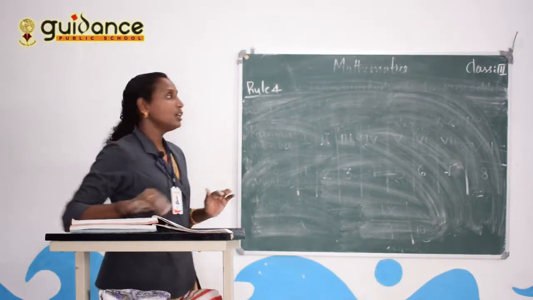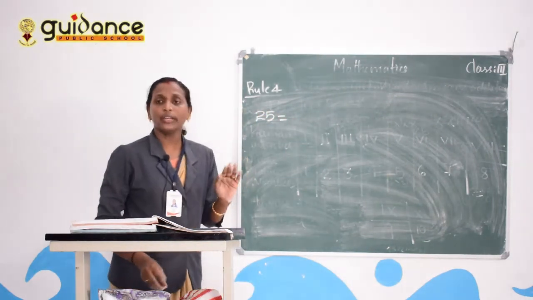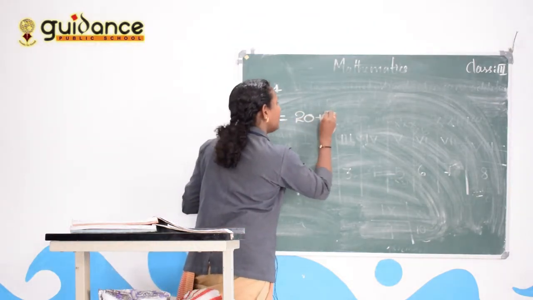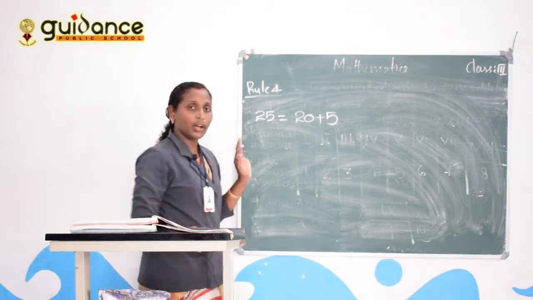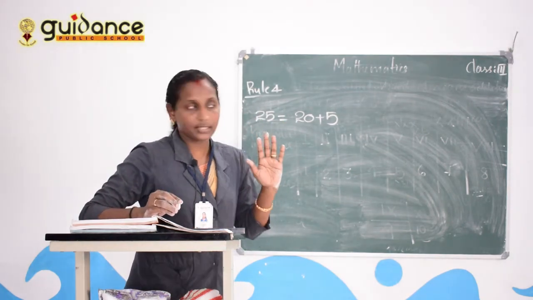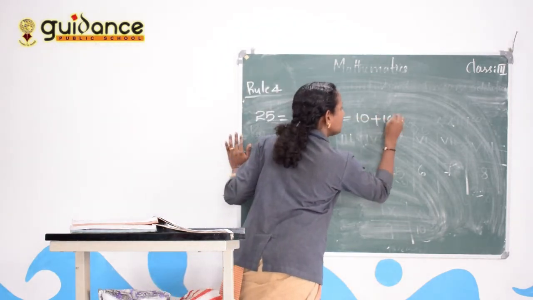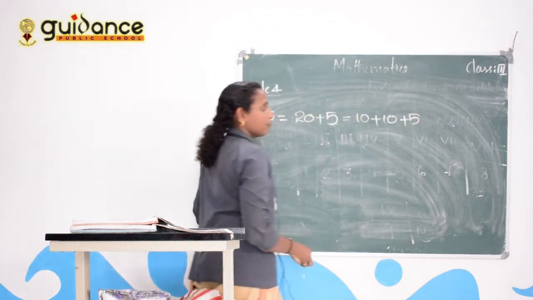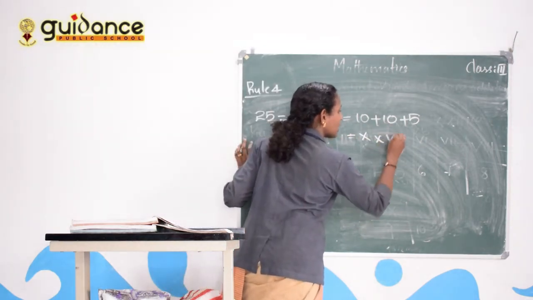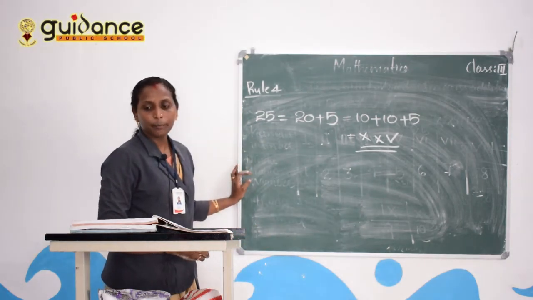Next, write 25. 25 we have to write 20 plus 5. That means 2 tens and 5 ones. That means 20 we have to write 10 plus 10, then plus 5. 10 is X and again X and 5. Okay, the next.